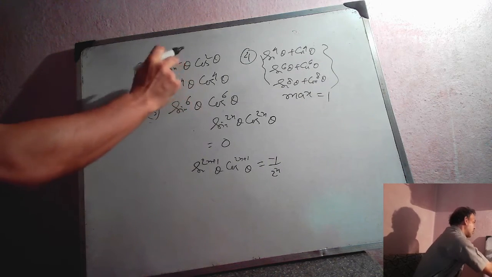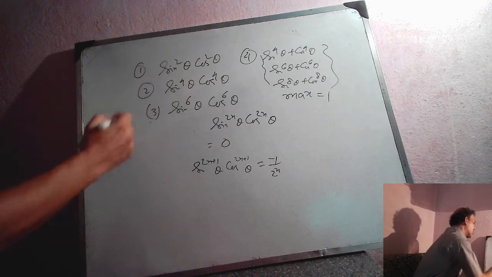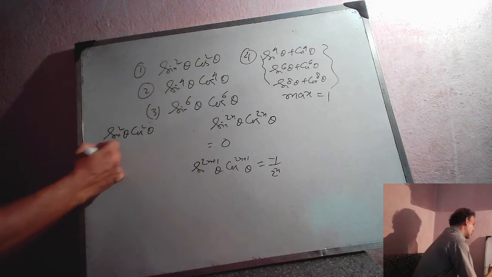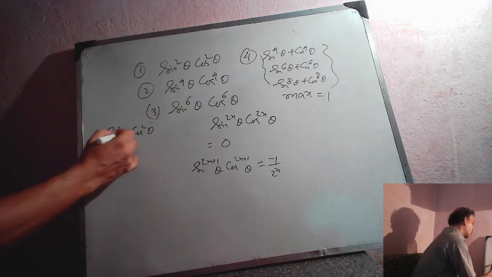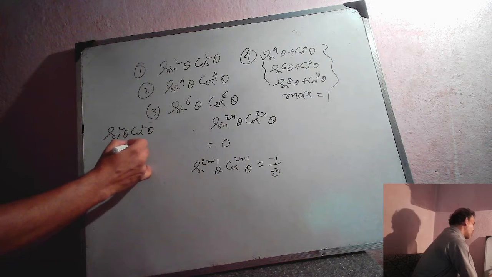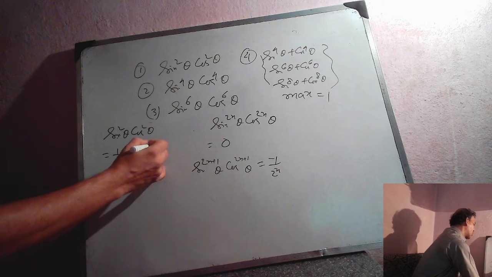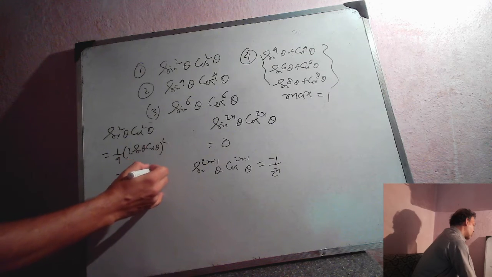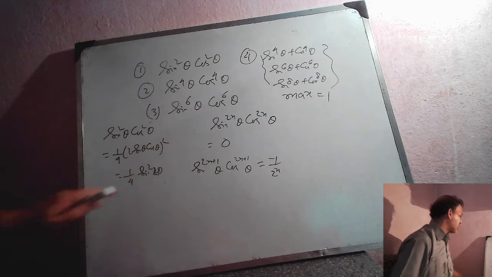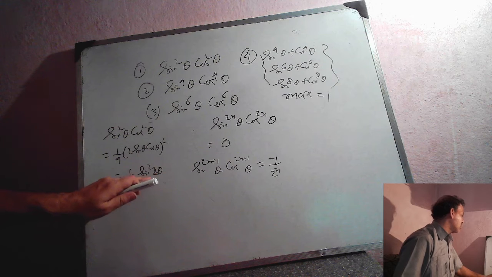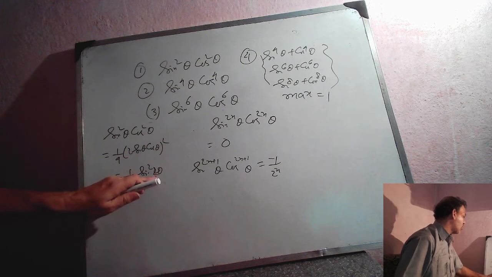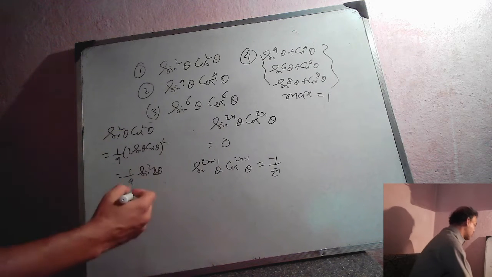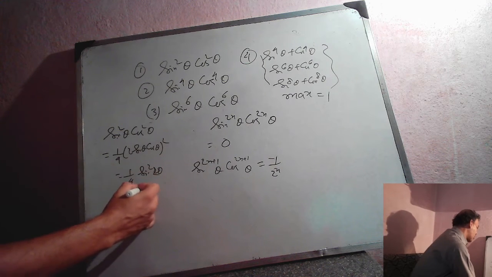Suppose we are taking this number 1, sin square theta cos square theta equals 1 by 4 into (2 sin theta cos theta) whole square, equals 1 by 4 sin square 2 theta. Now being a square, its minimum value will be 0. Sin square 2 theta is always positive, so its minimum value will be 0, but its maximum value will be 1, so the maximum value will be 1 by 4.